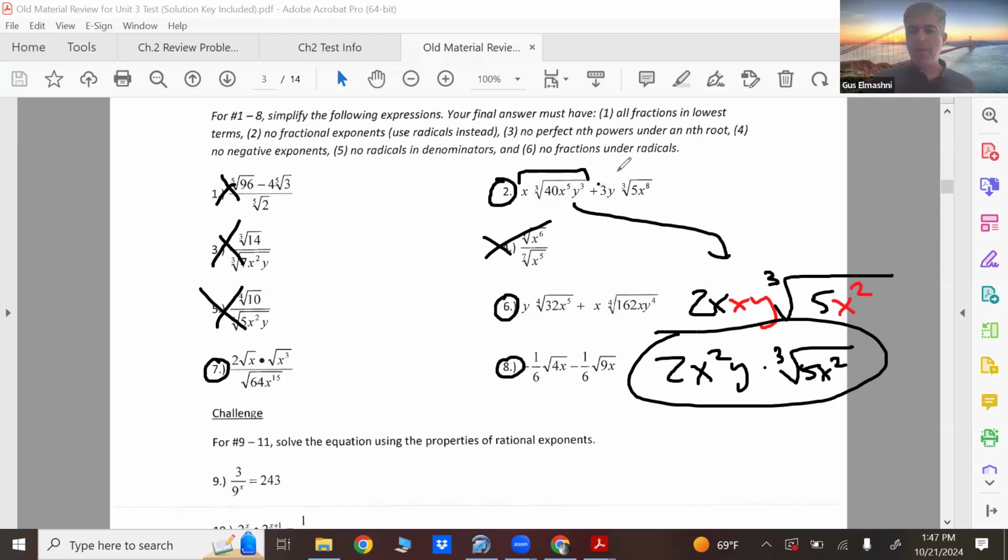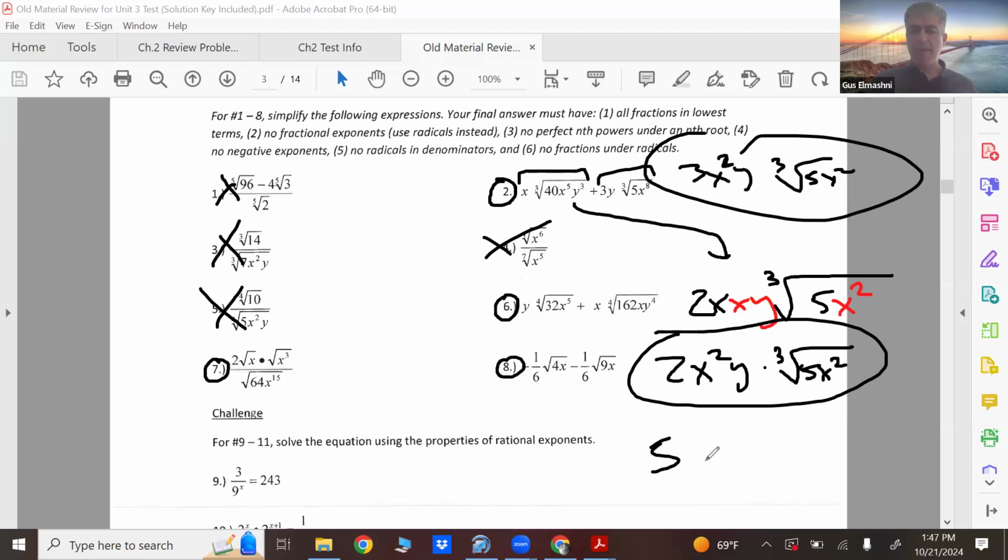Of course, you have this one to work out as well. If you work it out, you should get something similar, 3x squared y cube root of 5x squared. And they happen to be the same thing, so you can combine them afterwards. And it ends up becoming 5x squared y.